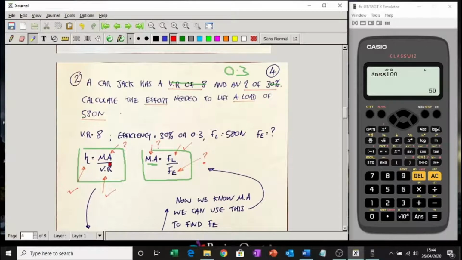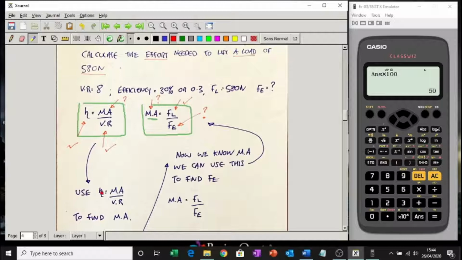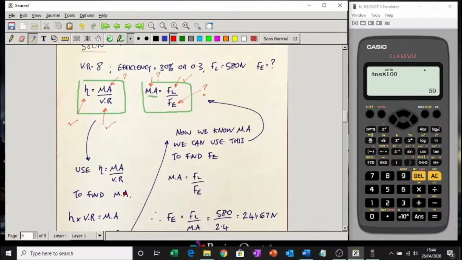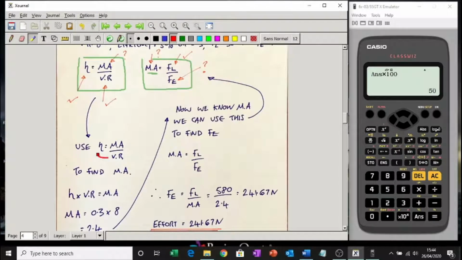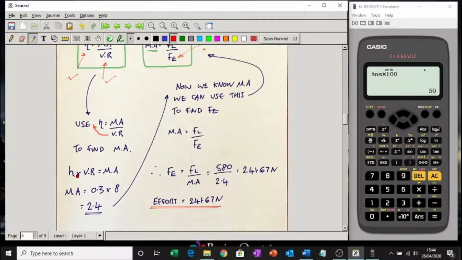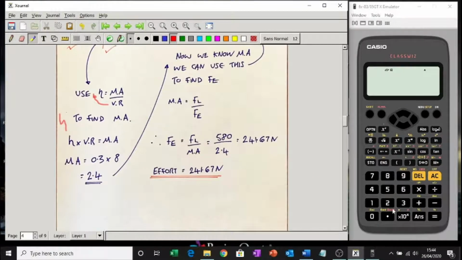So first of all, I'll work out MA. Use efficiency as MA over VR to find MA. And all I've done is brought this VR up. So there's my velocity ratio. So mechanical advantage is efficiency, it's not an H, it's just a weird symbol, right? Times by VR. So efficiency is 30%, which is 0.3, times by the velocity ratio, which is 8. So 0.3 times by 8 gives me 2.4 mechanical advantage.